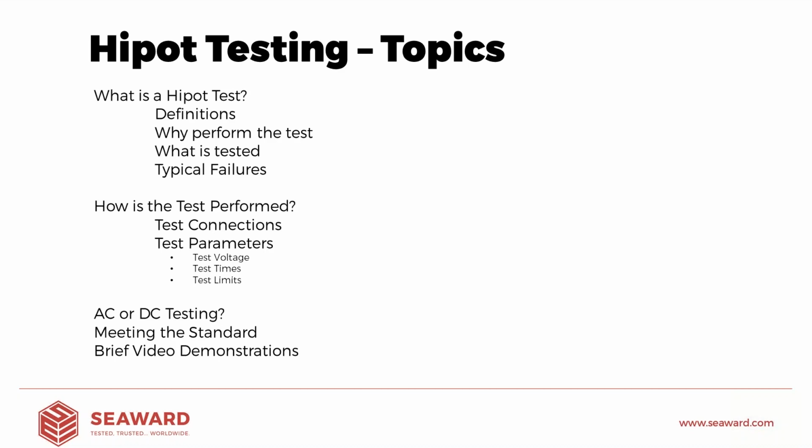We'll then discuss AC or DC testing, whether the voltage should be AC or DC. There's a couple of different methodologies there and why you may choose to use one over the other. We'll talk about some of the standards and we'll give you some of the definitions within the standards. So we'll hopefully help you with potentially choosing the correct voltage, etc., for your particular standard. And then we'll have a couple of brief video demonstrations just to show you some of the tests in action and solidify some of the comments that we make throughout the presentation today.